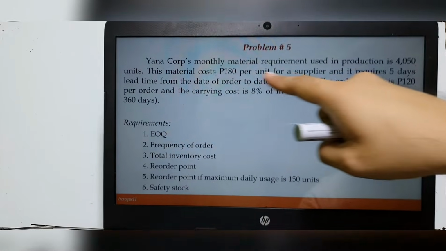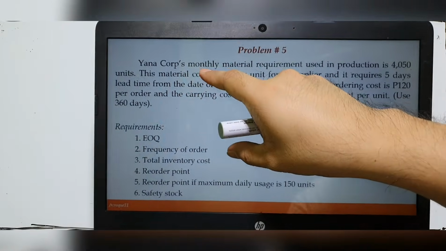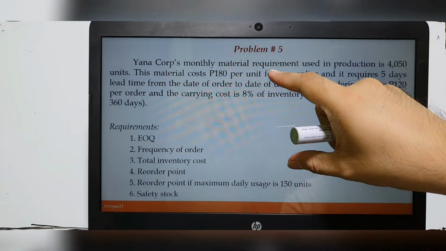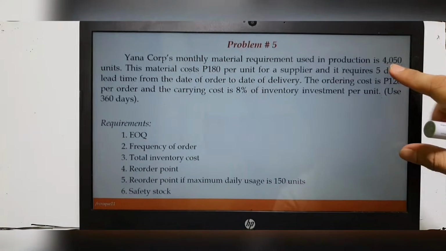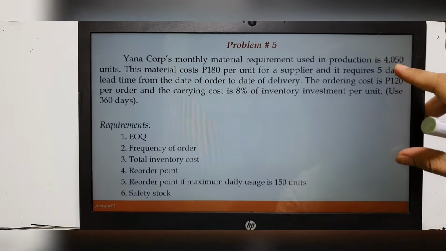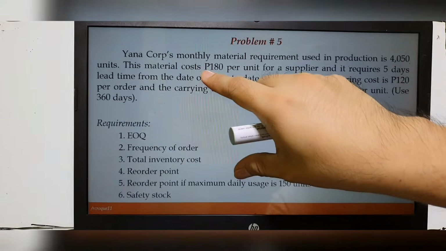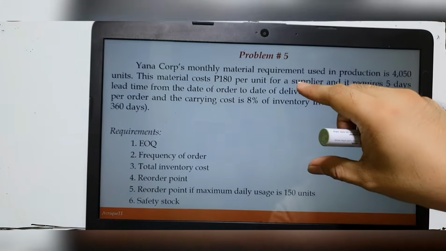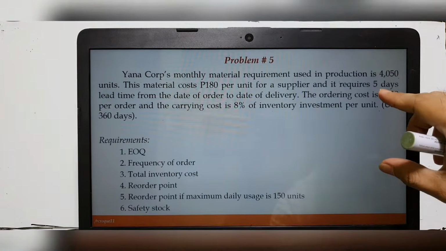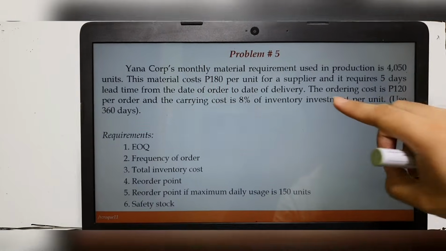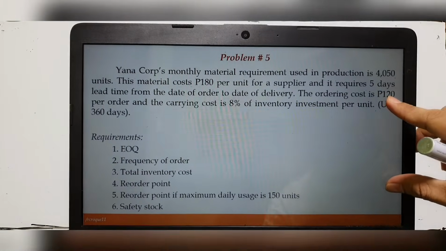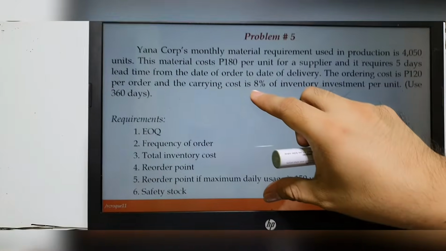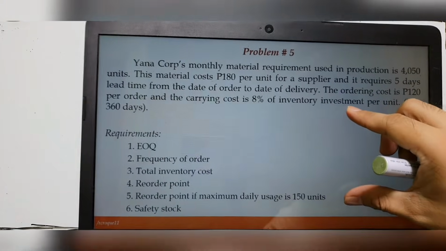Now, the problem says that the monthly material requirements, so meaning, multiply natin ng 12 yung 4,050 na units. And then the materials cost 180 per unit for a supplier. And it requires 5 days. Yan yung lead time natin. The ordering cost is 120 per order. And then the carrying cost is 8% of inventory investment.